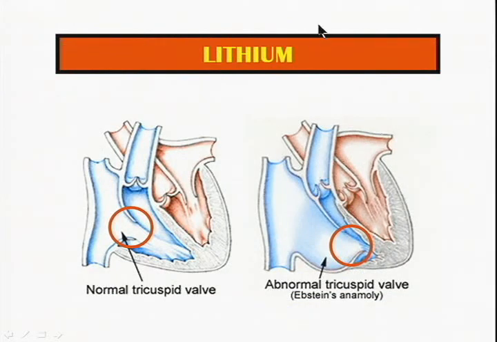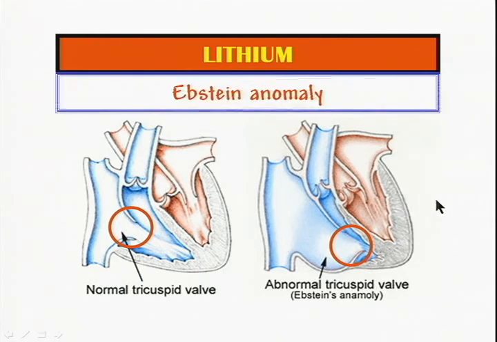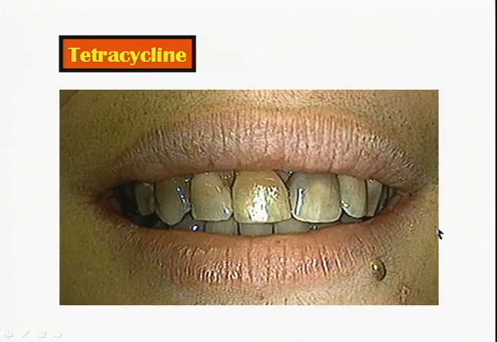Okay, another teratogen is lithium. What is lithium associated with? Epstein anomaly. Here's Epstein anomaly. This is a normal right atrium and right ventricle. This is the tricuspid valve. It is downward displacement of the tricuspid valve leading to a large right atrium. Epstein's anomaly is associated with lithium.